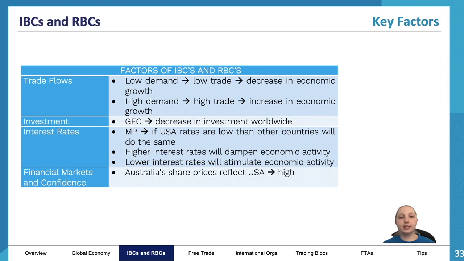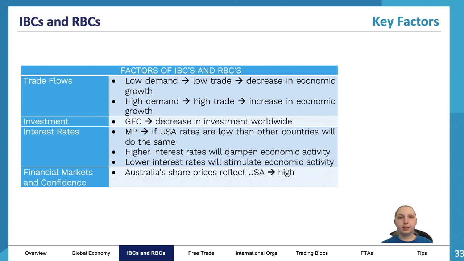So some key factors to consider with changing international business cycles and regional business cycles. So first of all, changes in trade flows. Low demand means there's low trade, decreases economic growth, and on the converse, high demand, high trade, high economic growth. Okay, so that's one of the big factors that changes level of activity in the international or regional business cycles. You've also got investment, so big economic events will decrease investment because people have less discretionary income, such as in the GFC.